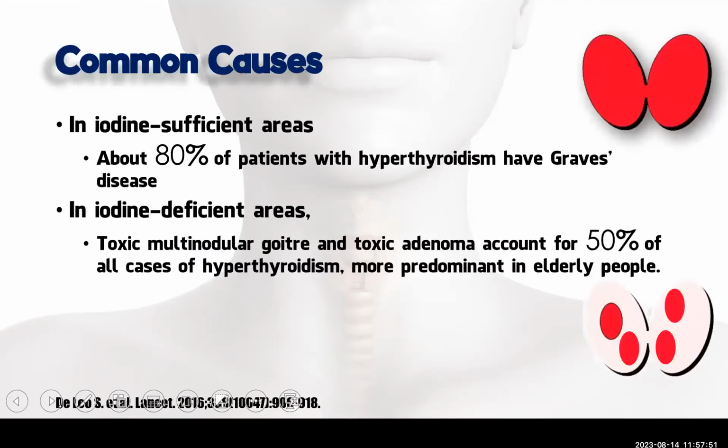How about the etiology? The most common etiologies of hyperthyroidism include Graves' disease, toxic multinodular goiter, or toxic adenoma. Definitely, Graves' disease is the most common cause of hyperthyroidism in patients in areas of iodine sufficiency. It actually represents 80% of all patients with hyperthyroidism, while in iodine deficient areas, toxic multinodular goiter and toxic adenoma, especially in elderly patients, may represent up to 50% of patients presenting with hyperthyroidism. So these are the 2 or 3 most common causes of hyperthyroidism.